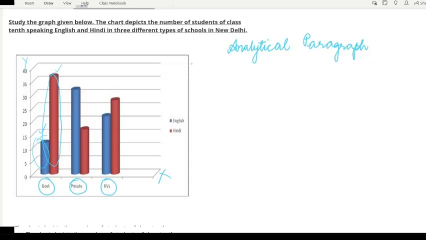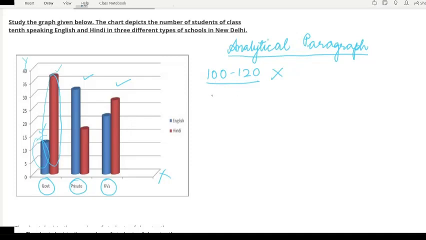But the issue with the analytical paragraph writing, as prescribed by CBSE, is that you have to write 100 to 120 words. So if you're going to give the detail for all these bars, you're going to cross the word limit, and that we do not have to do. So we have to write the number of words, which would be 100 to 120.